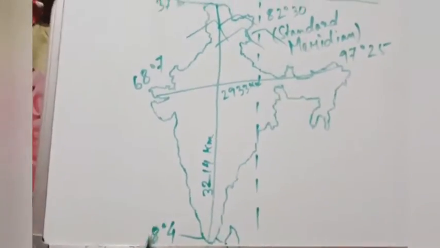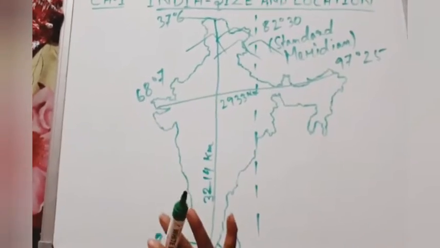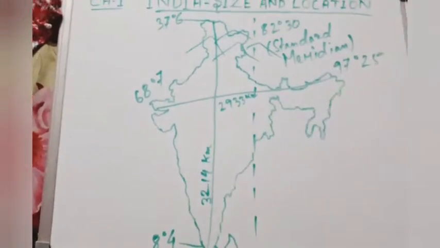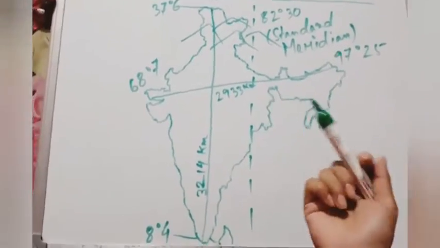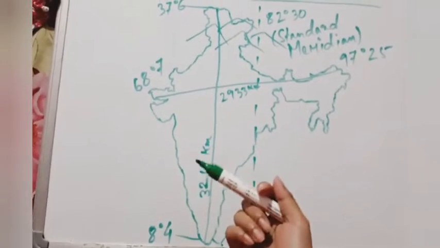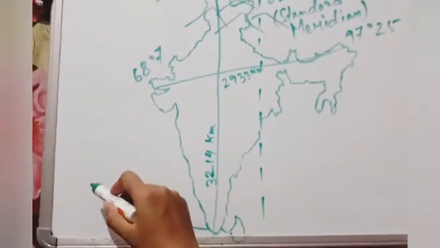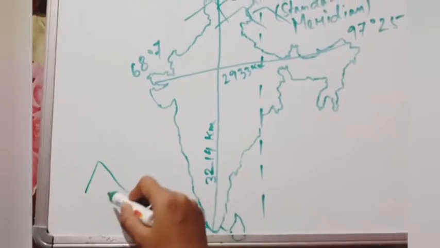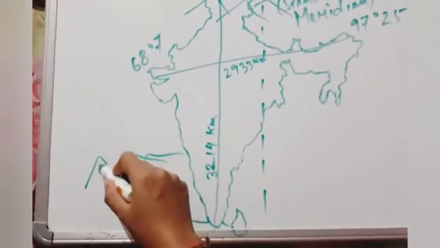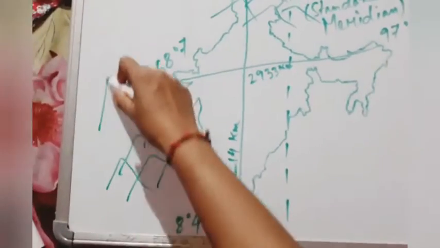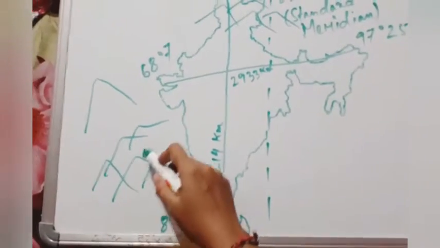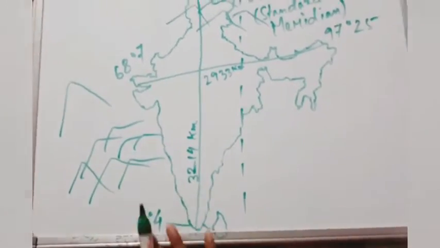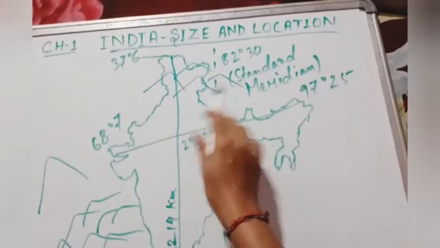Now why is it said to be young fold? Because the Himalayas were formed a few million years ago, and that's why these are known as young fold. And why is it known as folded? Because you can see it is one after another folded, not a single mountain. So as it is one after another folded, it is known as folded mountain. So this is about the north side.